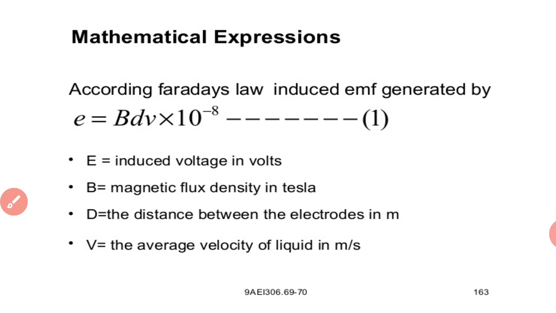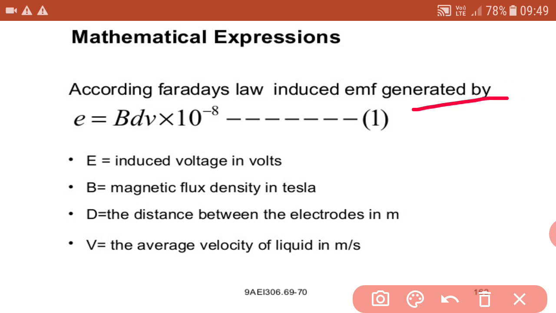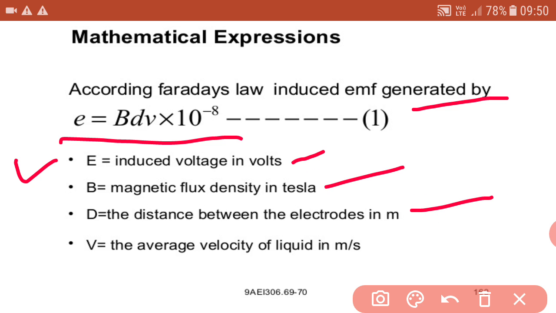Now mathematical expressions. According to Faraday's law of induced EMF, E is equal to BLV. E is equal to BdV into 10 raised to minus 8. Now what is E? It is induced voltage in volts. B is equal to magnetic flux density in Tesla. D is equal to the distance between the electrodes in meters. V is equal to the average velocity of liquid in meters per second.